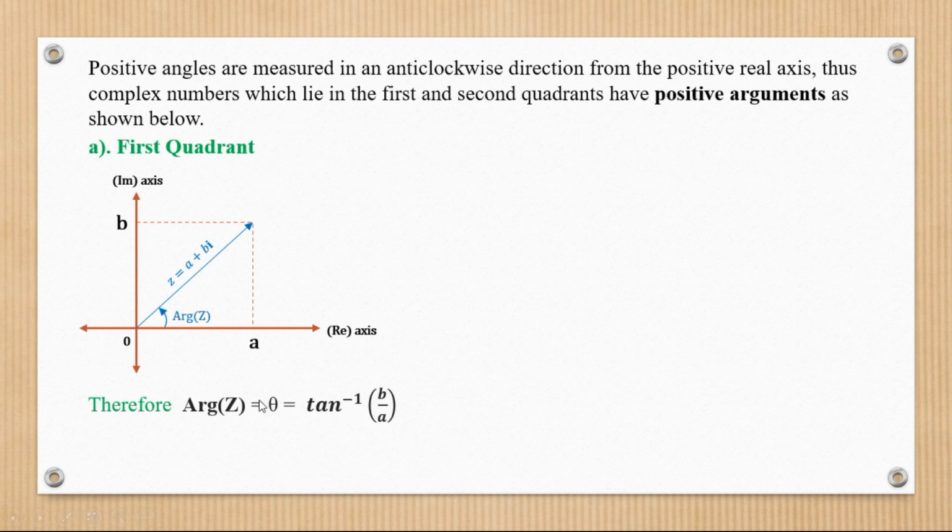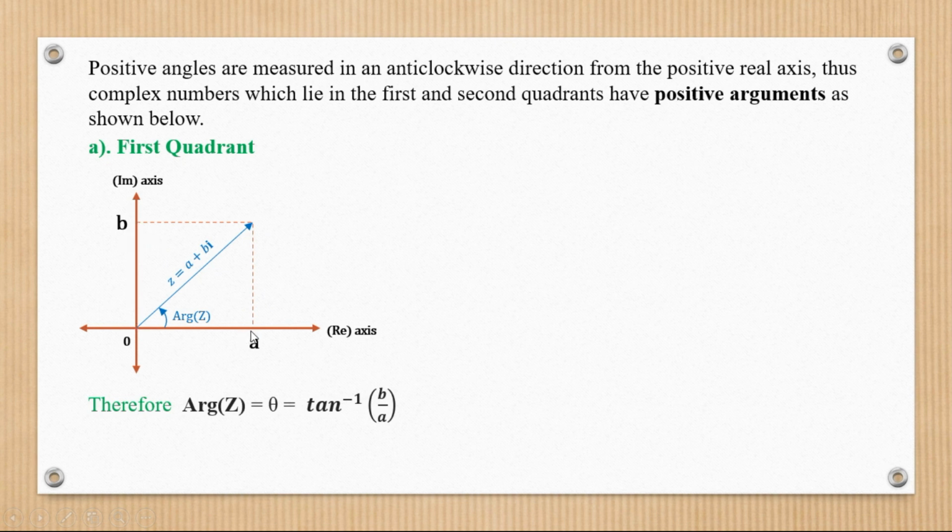Alright, so therefore argument of z, which is also equal to theta, is the same as tan inverse of b over a. And why is that? It is because you remember from trigonometry, from the formula SOHCAHTOA, that tan is opposite over adjacent. And as you can see, the opposite of this angle is this side, and then the opposite can also be represented as this b.